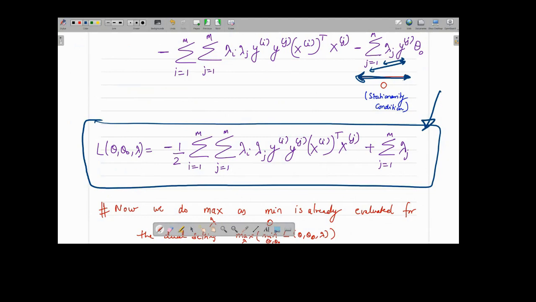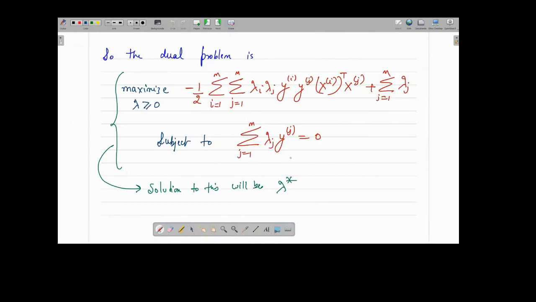Now you have to maximize this with respect to lambda, because theta we have already done. Now we have to maximize with respect to lambda. So this is the dual problem in dual space. Dual space means it involves lambda. In the earlier primal space we had theta. Now everything is in lambda. So this is your dual space.